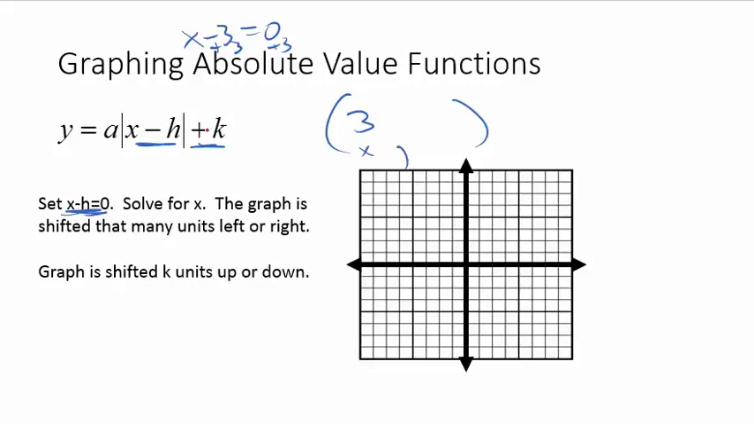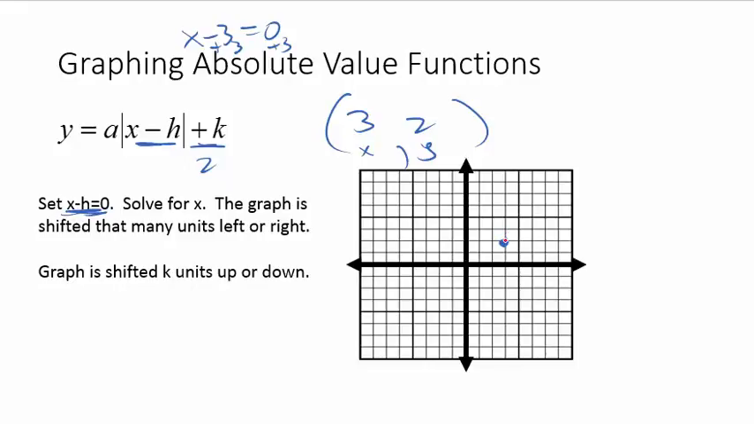It just moves your graph up and down. Okay? So that would move the vertex, or the middle point of the V, up however many units. So if this was like a 2, that would move your graph up 2. So you'd have the ordered pair (3, 2) to make your V.